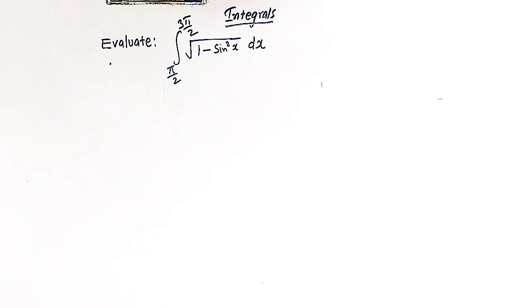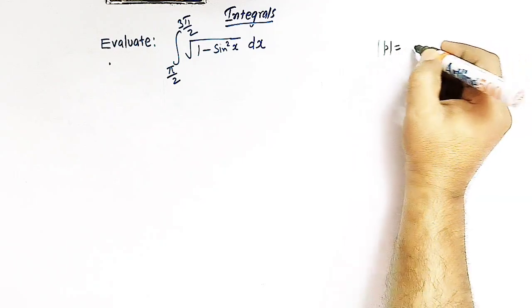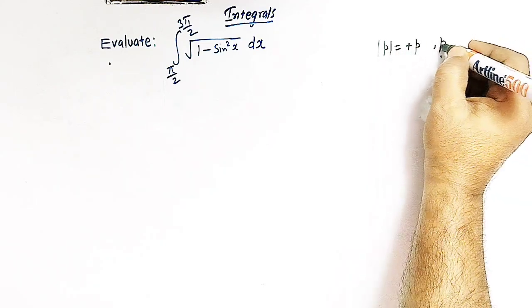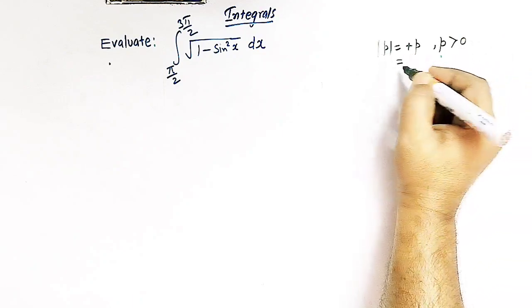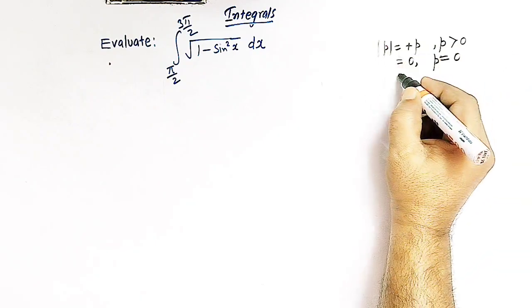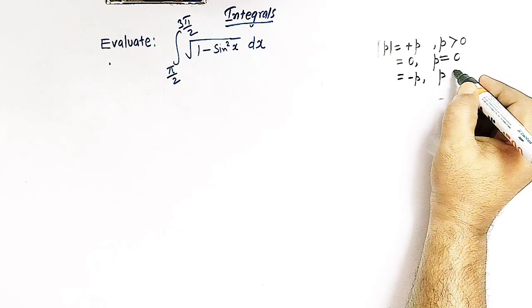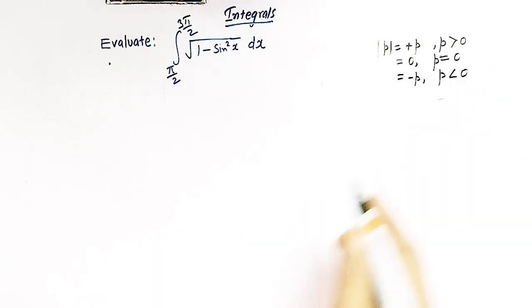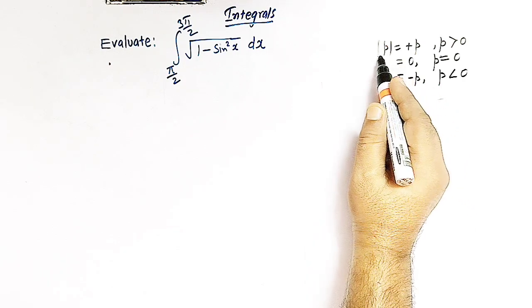So let us start. Let us quickly revisit the definition of mod function. Mod of p is defined as positive p whenever p is positive, that is p is greater than 0, and mod of p is 0 whenever p is equal to 0, and mod of p is negative p whenever p is negative, that is less than 0. So this is the definition of absolute value of p.